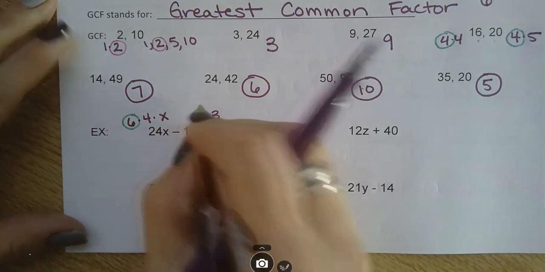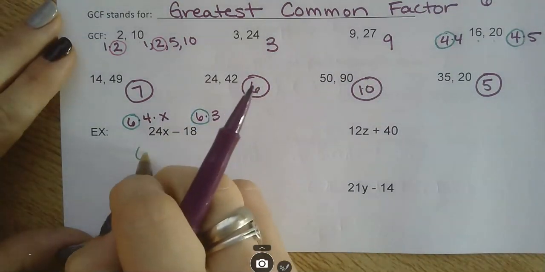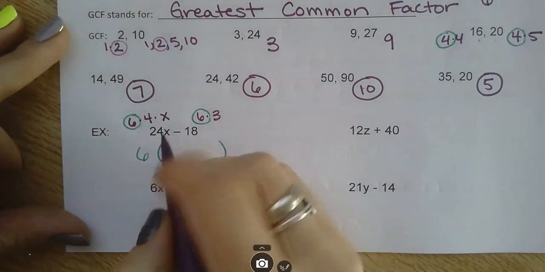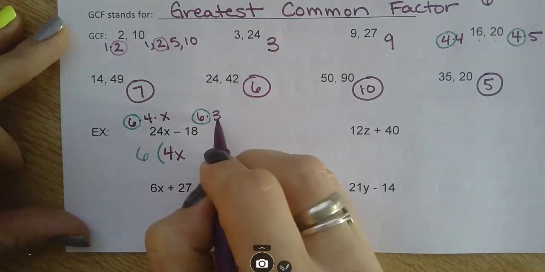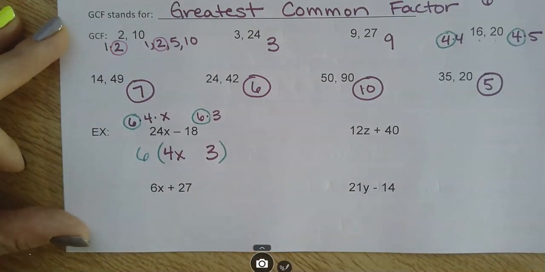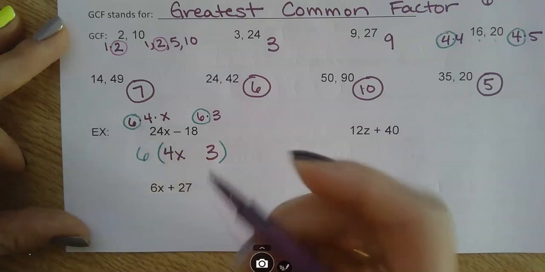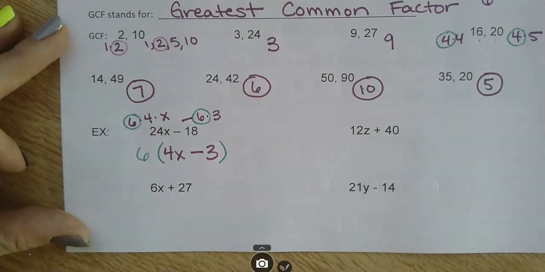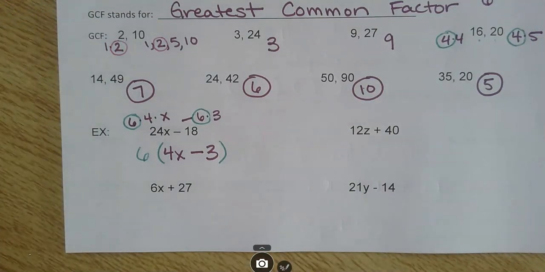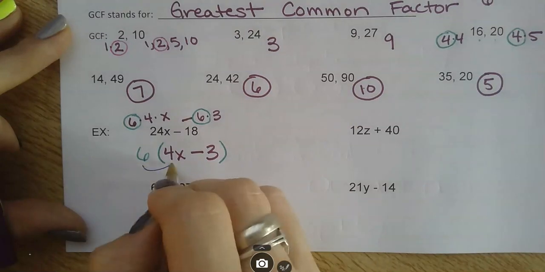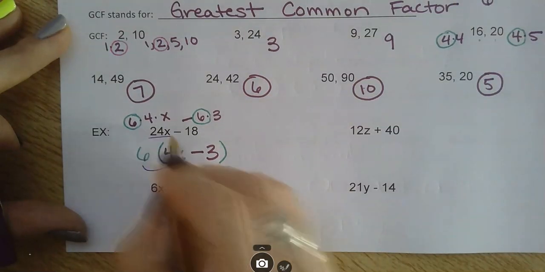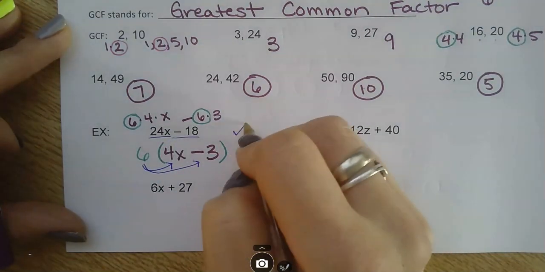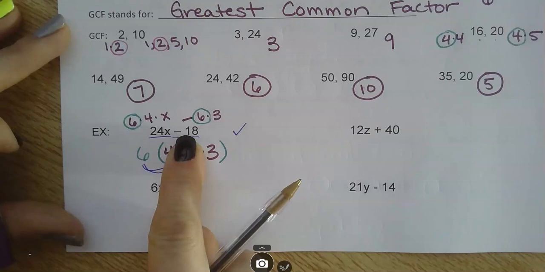So I'm going to pull that common factor out front, divide it out, and then in the parentheses, I'm going to say, okay, what's left for this term? I still have a 4 and an x. And what's left for this term? A 3. And then I'm looking at my sign here, and this was a negative 18, so there's a negative 3 there. And the way to check this is to distribute it back. 6 times 4x is 24x. 6 times negative 3 is negative 18. So you should always get your original expression back again.